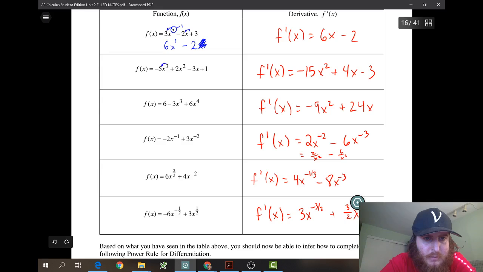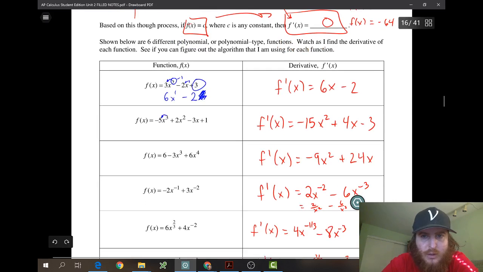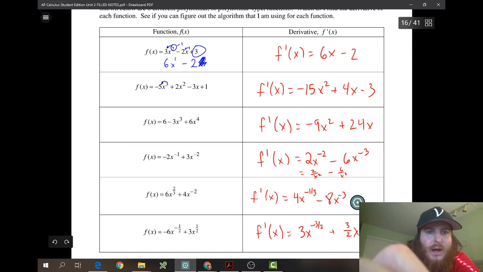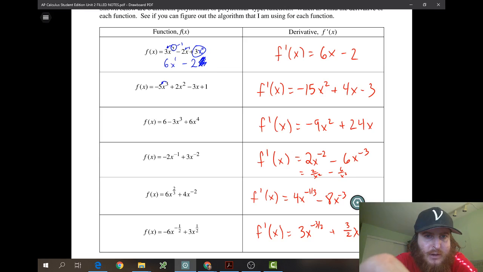Here, same thing. Oh, by the way, what about the 3? The 3 goes away. Why does the 3 go away? Because we said that the derivative of any constant was 0. And one thing you could show with that, technically it's 3 times x to the 0th power, and 0 times 3 is 0. So that's why this goes to 0.